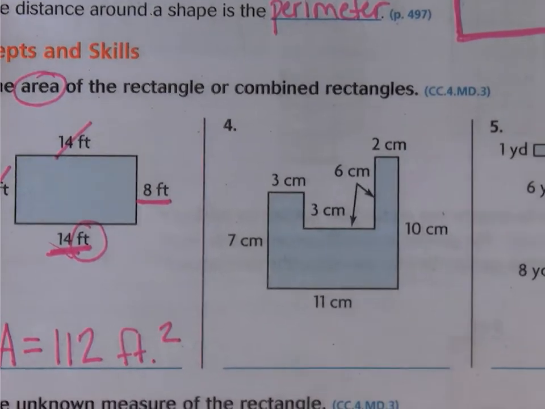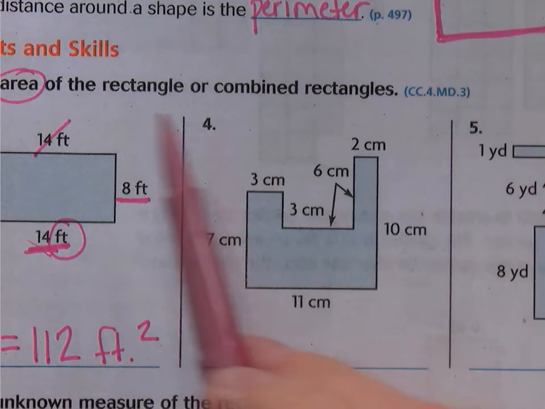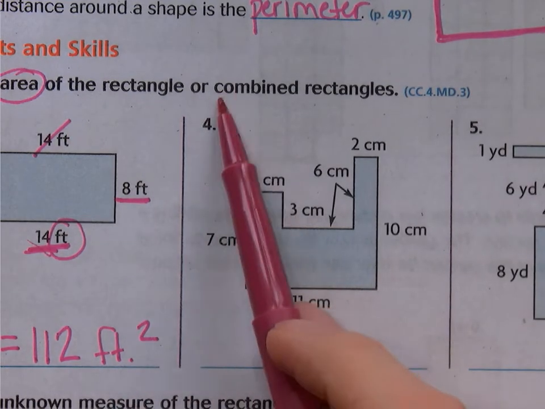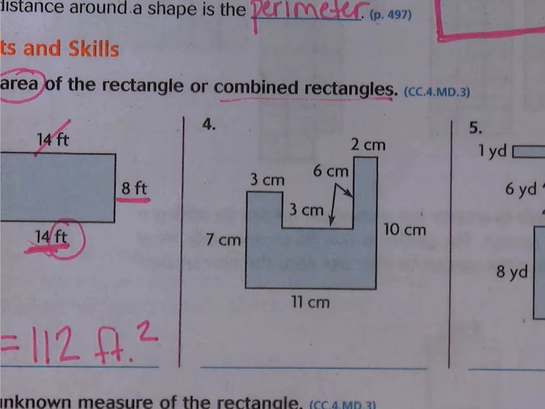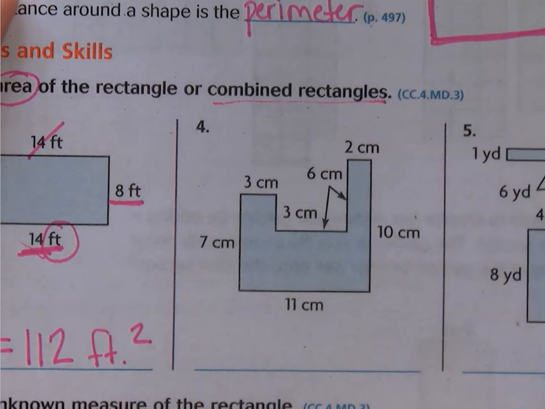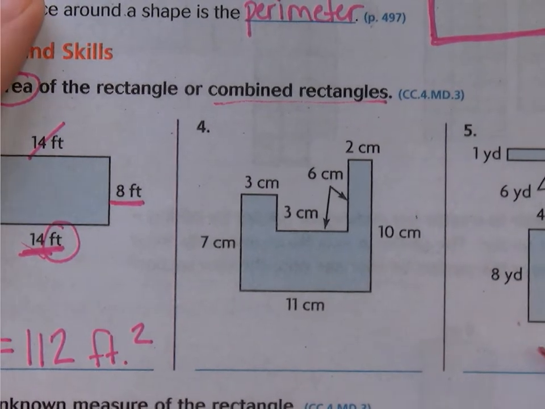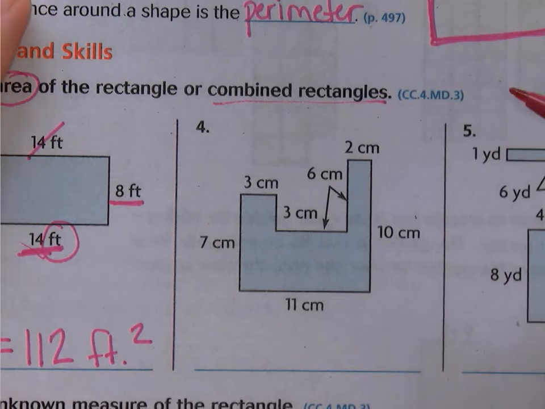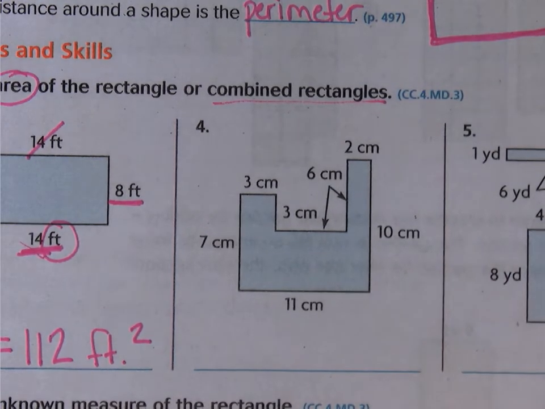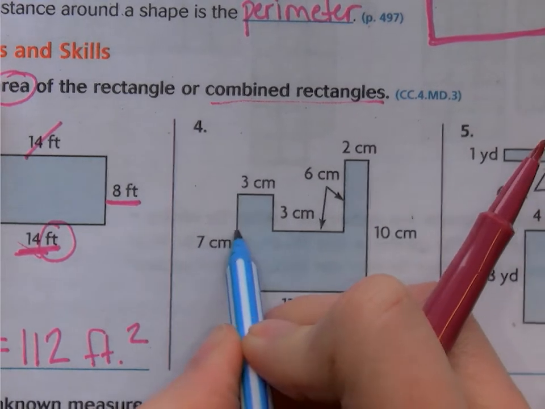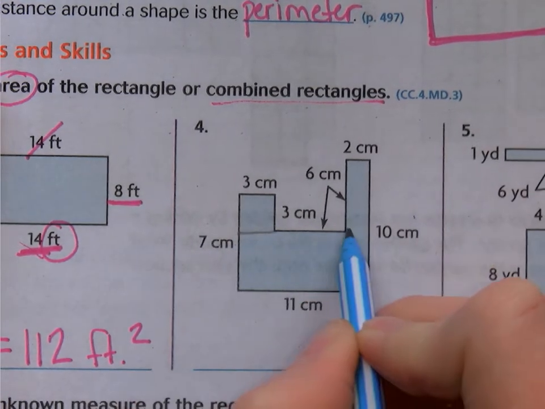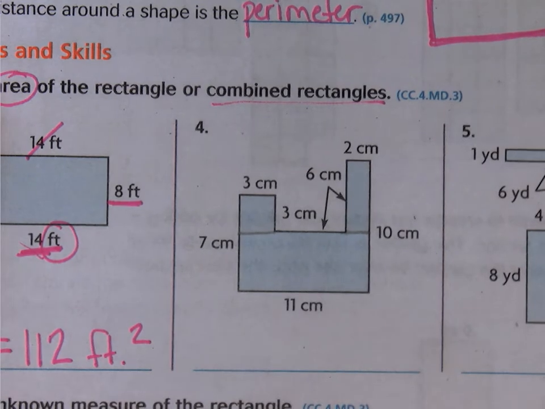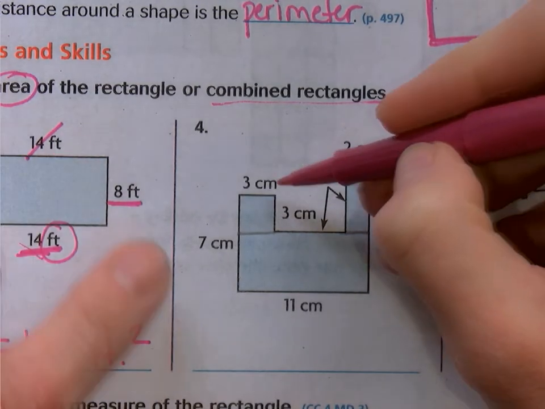Number 4. Find the area of the rectangle or combined rectangle. This is a combined rectangle, one of those problems I called a castle problem, right? We have to find the area of the smaller ones and then add them all together. I'm going to get my pencil out because I'm going to cut my rectangle. Remember me doing that? Where I think it should be cut. Then we'll find the area. Do the small ones first.